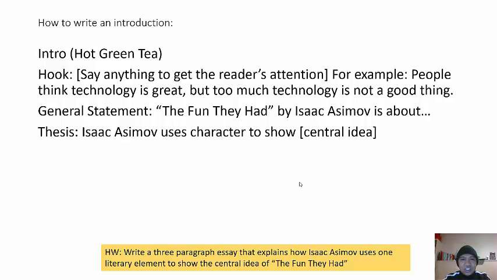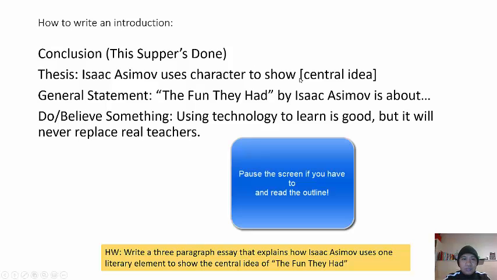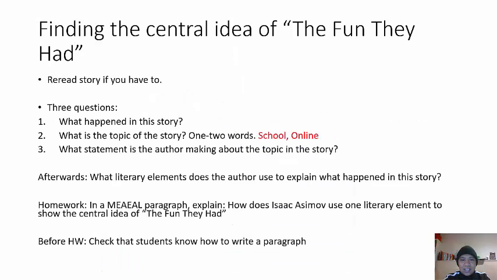This is a sample introduction to the essay. Say something to get the reader's attention, and then summarize The Fun They Had, and then get to your main point. Have the body, and then this is your conclusion. So as you can see, Asimov uses character to show the central idea. The Fun They Had is about, summarize what the author's trying to prove with his story, and then tell the readers to do or believe in something. This is how to find the central idea of The Fun They Had.